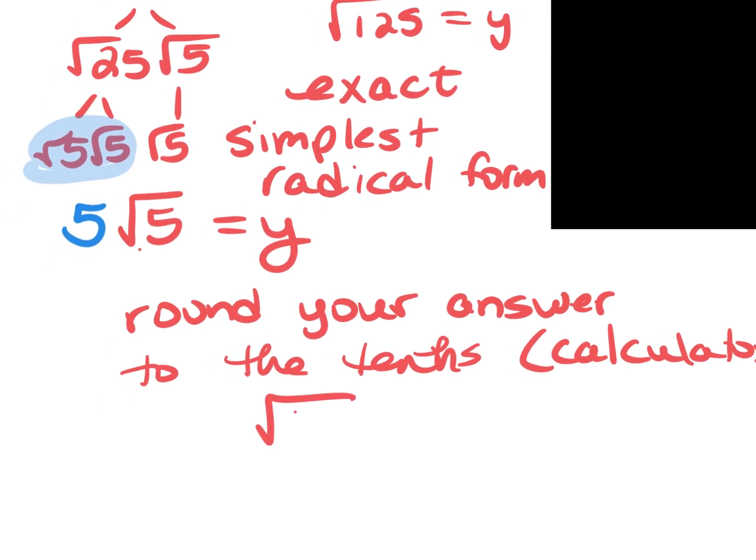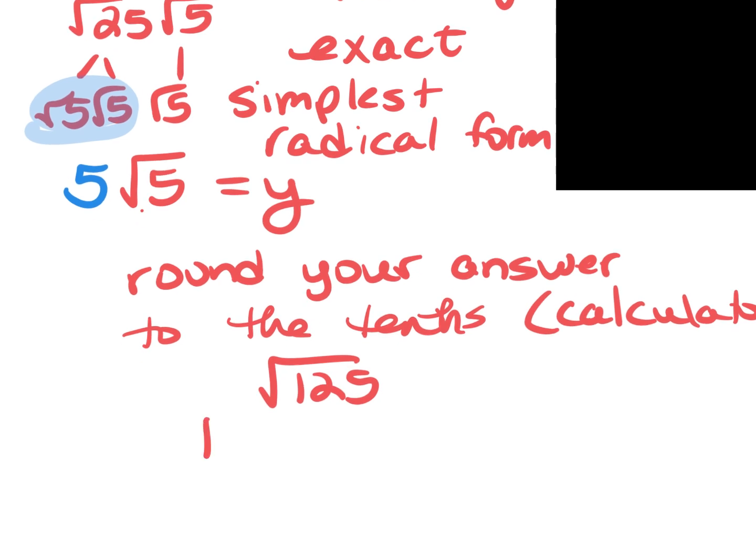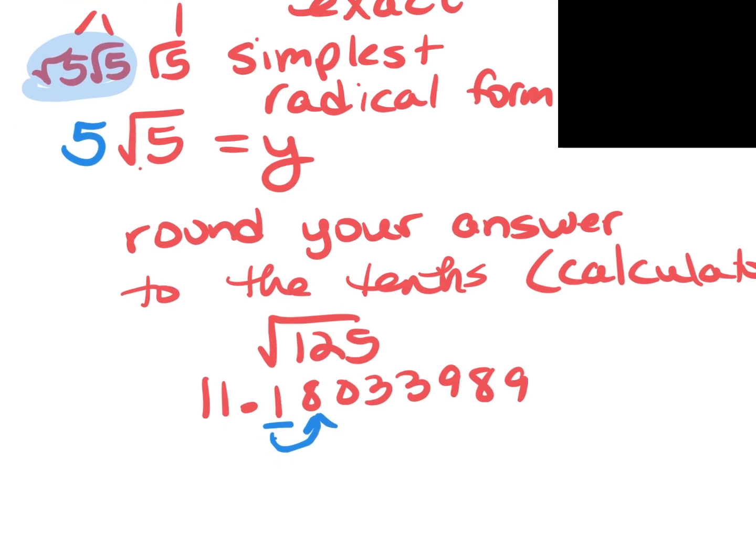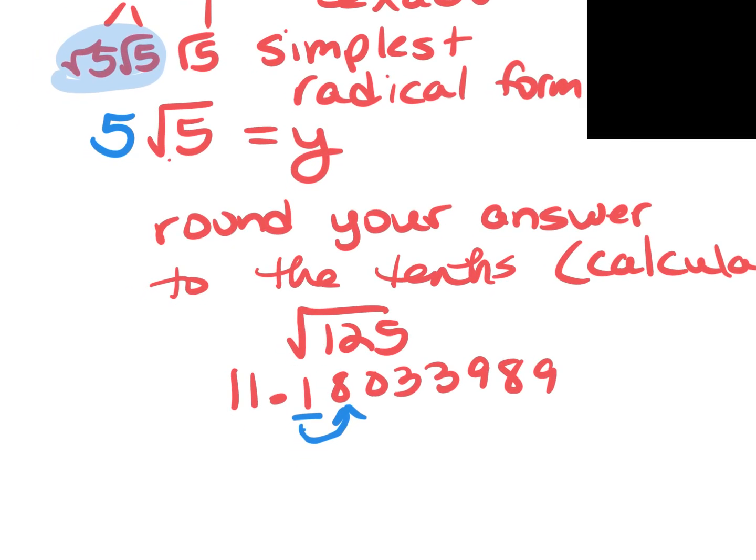You're going to do the square root of 125 on your calculator. Once you do the square root of 125, you are going to get 11.180333989. And then you're going to round to the tens place, which is the 1. And then the 1 will look at the 8, and the 8 will tell the 1 we're rounding up. So if it says round, then it's 11.2.